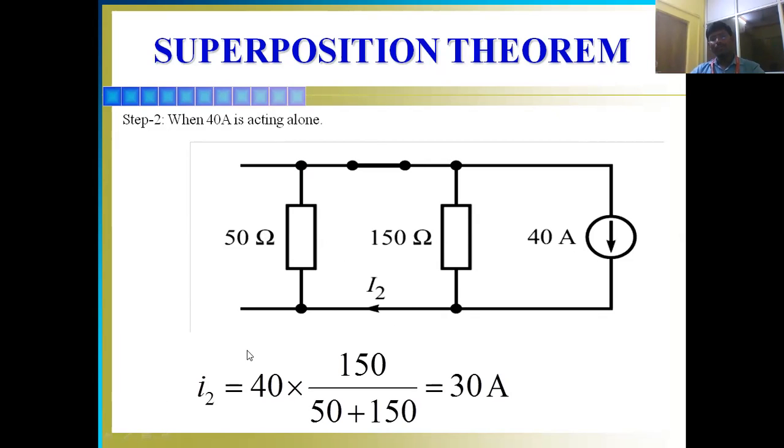So therefore, I2 is equal to the total current IT, which is 40, into the other branch, which is commonly sharing current with 50, that is 150. So 150 by 50 plus 150. So 40 into 150 by 200, the result is equal to 30 amp. So I2 is equal to 30 amps. So now go to the third case.